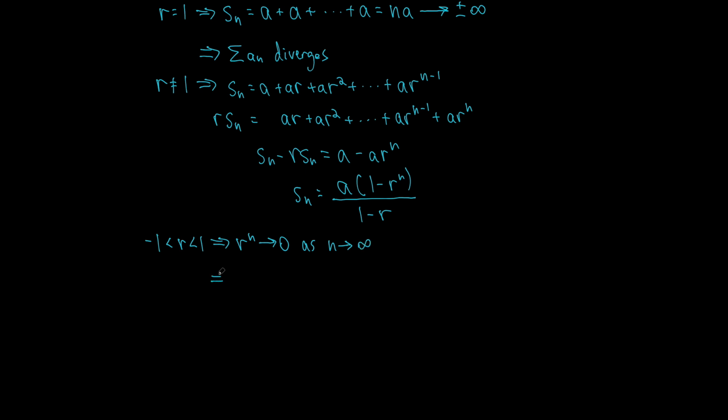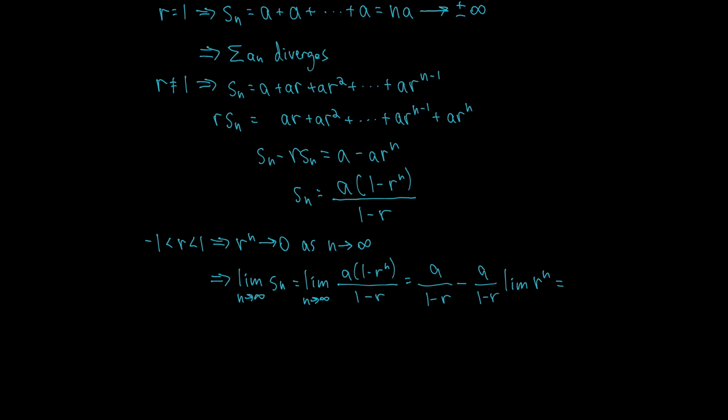So that means that our limit of Sn, which is equal to the limit of a times 1 minus r to the n over 1 minus r, must be equal to, well, we could split it into a over 1 minus r minus a over 1 minus r times the limit of r to the n. Notice that everything else in terms of our limit is considered a constant, because there's no n's there. There's only an n in the r to the n term, so everything else can be taken outside of the limit. So the first term is just a over 1 minus r. And the second term, well, this limit is 0, so the entire thing over here is just zero. So our limit is a over 1 minus r, provided that r is between 1 and minus 1.